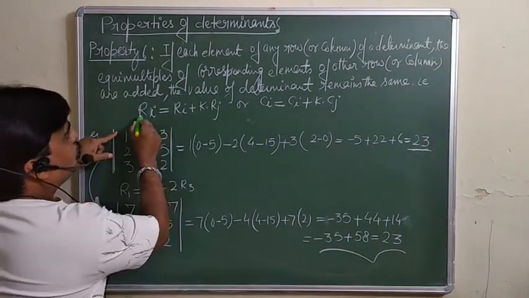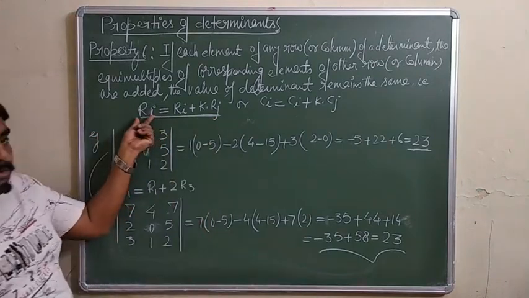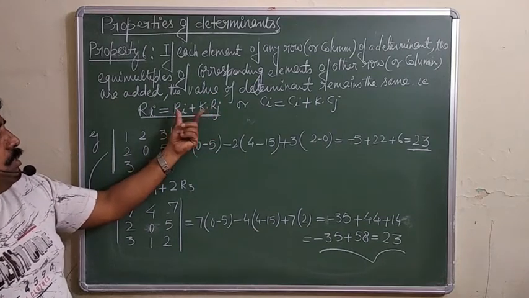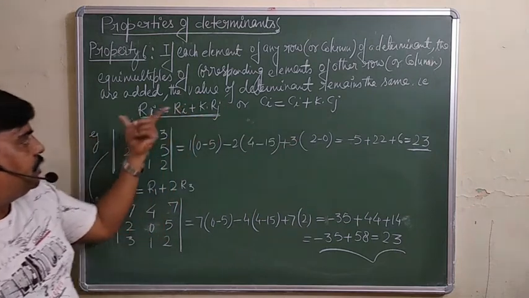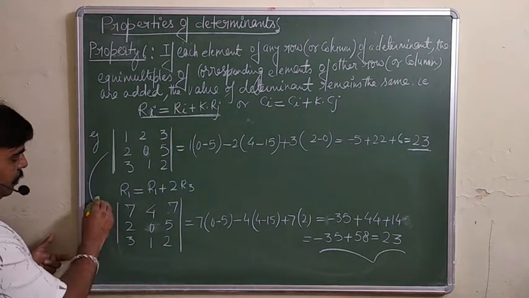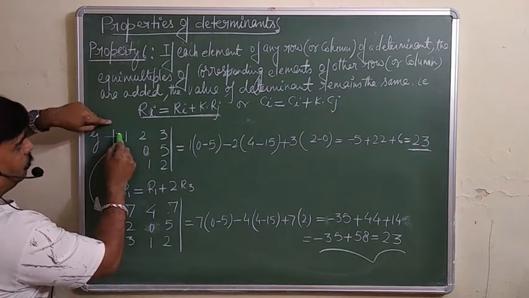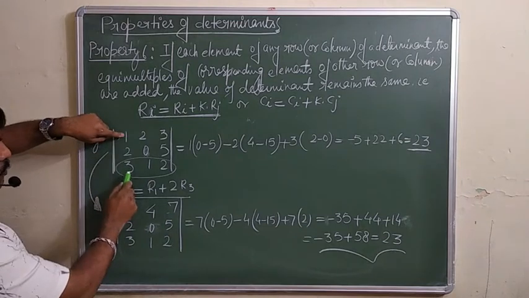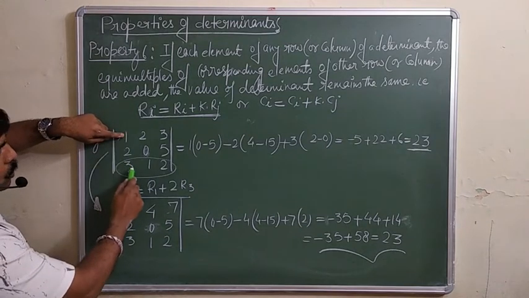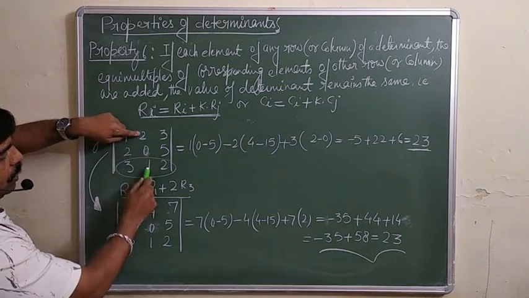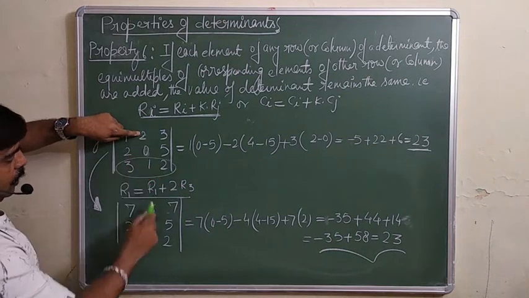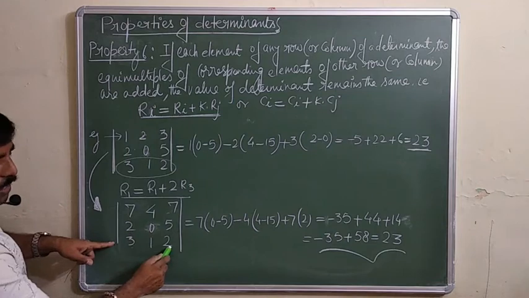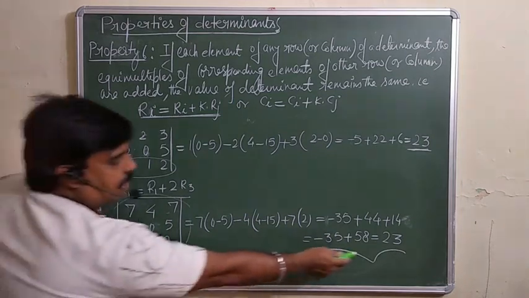But if we do an operation, adding to any row or any column a scalar multiple of another row, or the same in columns, and then find the determinant, it will remain the same. For example, in the first row we add 2 times the third row. So 1 plus 2 into 3 is 6, plus 1 is 7; 2 plus 2 into 1 is 4; 3 plus 2 into 2 is 4, plus 3 is 7, and the rest of the rows remain as they are. If you find the determinant of this one, again you get 23.